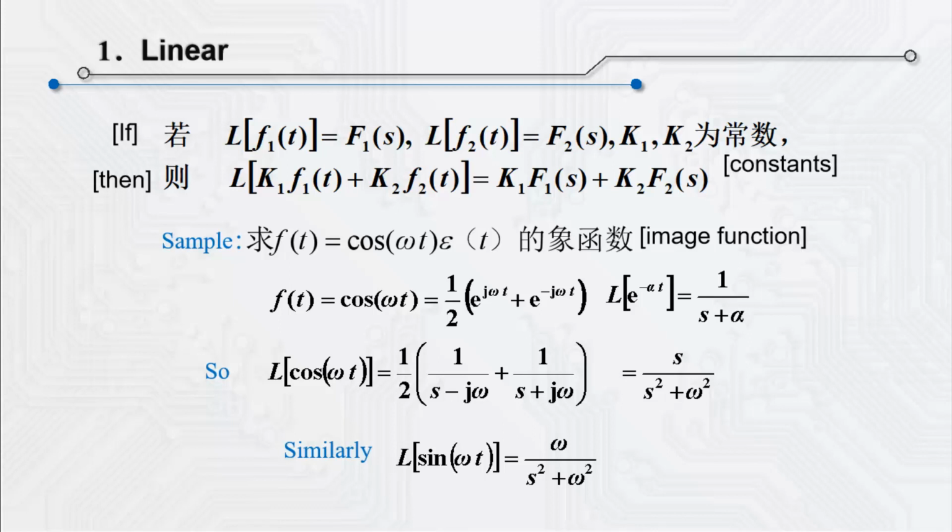Let's look at an example question. Find the image function of f(t) equals cosine omega t times epsilon(t). According to the Euler formula, f(t) equals one half of the bracket e to the power of j omega t plus e to the power of minus j omega t. Then you can get it based on the linear property, the Laplace transformation of cosine omega t is shown in the formula. Similarly, the Laplace transformation of sine omega t is as shown in the formula.